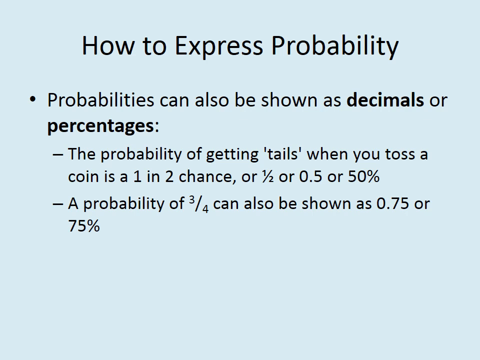Probabilities can also be shown as decimals or percentages. The probability of getting tails when you toss a coin is a 1 in 2 chance, or 1 out of 2 as a fraction. Or we can write it as a decimal, 0.5, or as a percentage, 50%. A probability of 3/4 can also be shown as a decimal, 0.75, or as a percentage, 75%.